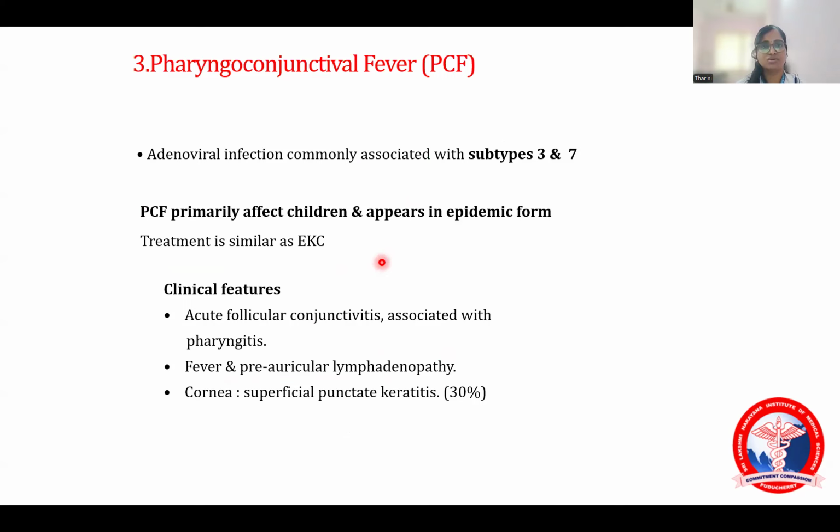Pharyngoconjunctival fever: adenoviral infection, commonly associated with subtypes 3 and 7, will cause pharyngoconjunctival fever. It primarily affects children and appears in epidemic form. Treatment is similar to epidemic keratoconjunctivitis. The clinical features include acute follicular conjunctivitis associated with pharyngitis, fever, and preauricular lymphadenopathy. The cornea can have superficial punctate keratitis in 30% of the patients.